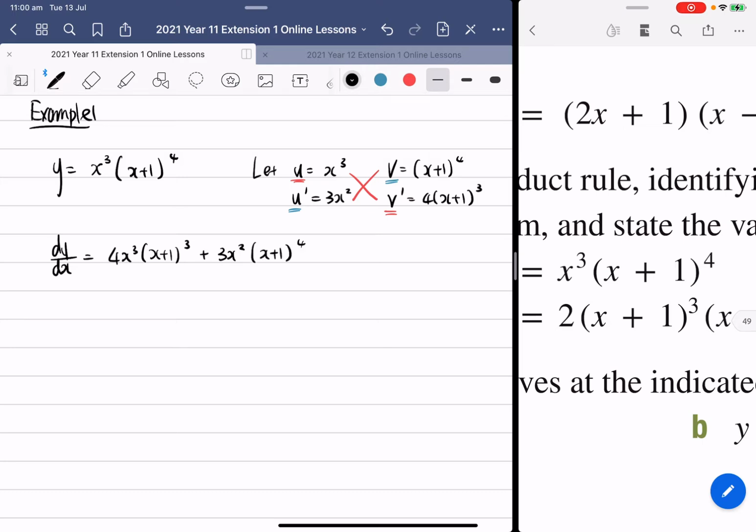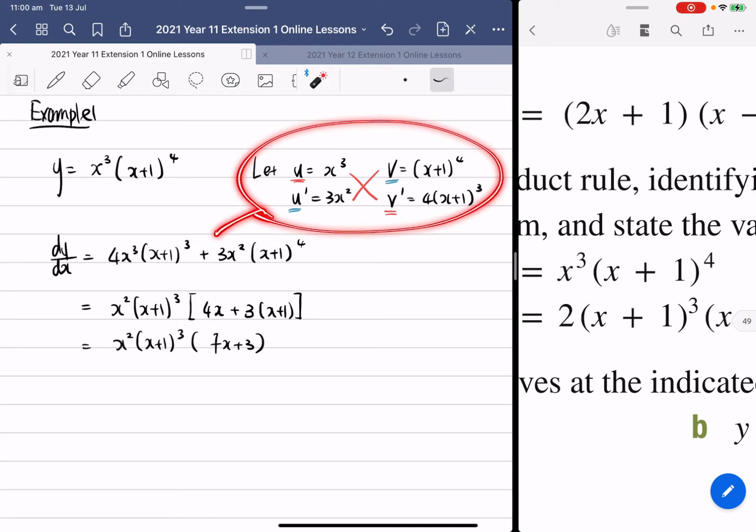Okay, usually for the product rule question, you need to factorize it, usually factorize until you can't factorize any further. So that gives you 4x plus 3x plus 1. All right, so at the end, the final answer is x to the power 2, x plus 1 to the power 3, and then 7x plus 3. Okay, that becomes the answer for this question. This becomes the working out to show where you're using the product rule to get to the final answer.